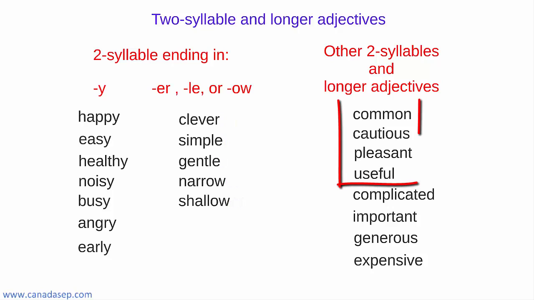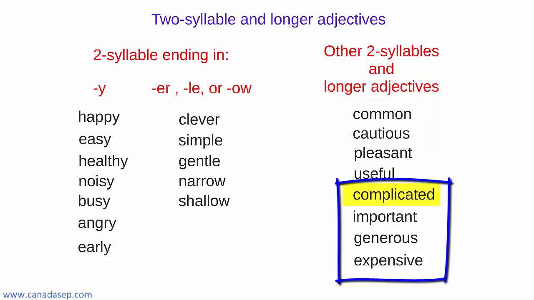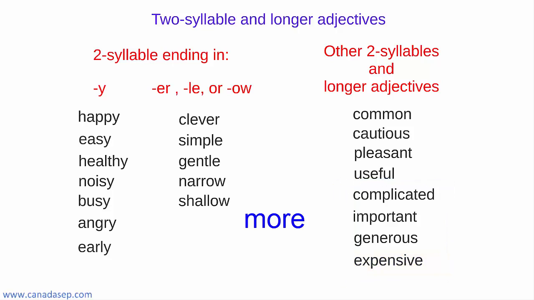In the case of all the other 2-syllable adjectives like common, cautious, pleasant, useful, and longer adjectives like complicated, important, generous, and expensive, we add more to compare 2 things and the most to compare more than 2. More common, the most common. More cautious, the most cautious. More pleasant, the most pleasant. And so on.